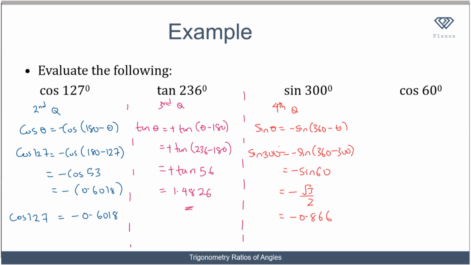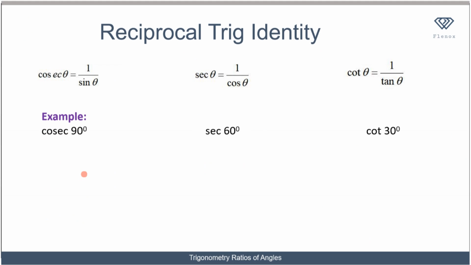And for the last example now, we're told to find the value of cos 60. Cos 60 lies in the first quadrant, so I know that cos theta in the first quadrant is the same thing as plus cos theta. So what would that be? That's just cos 60, and cos 60 is what? Half or 0.5. So this pretty much shows us how to convert angles that are in other quadrants to corresponding values in the first quadrant. So let's talk about reciprocal trig identities.